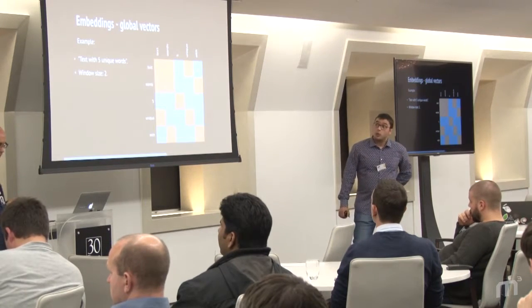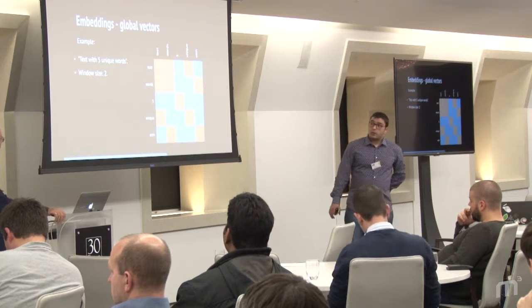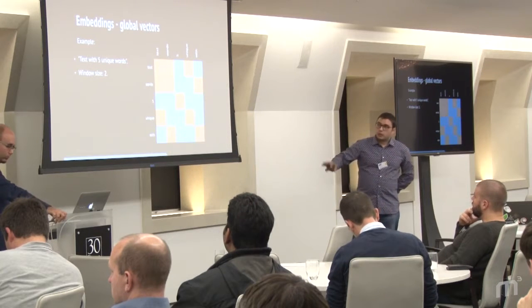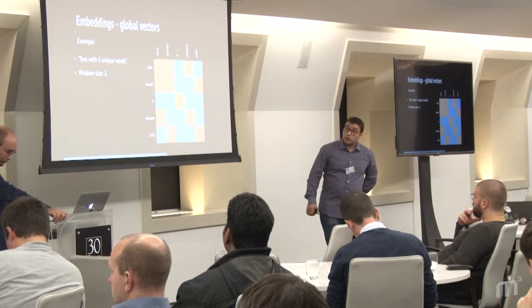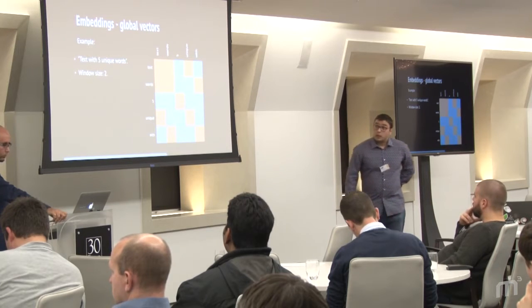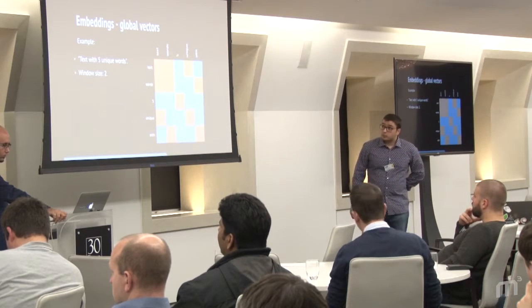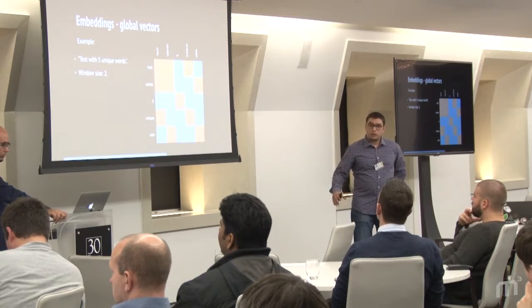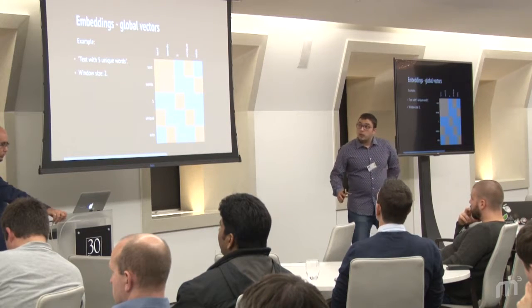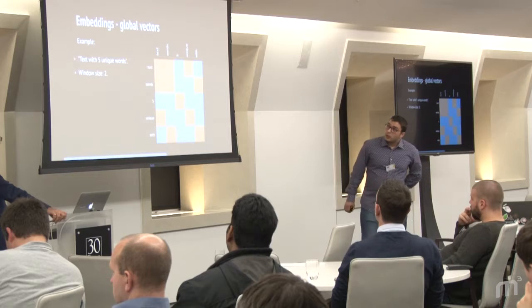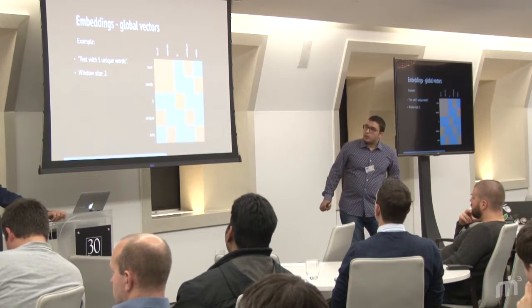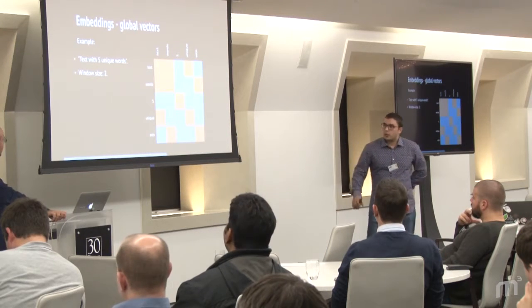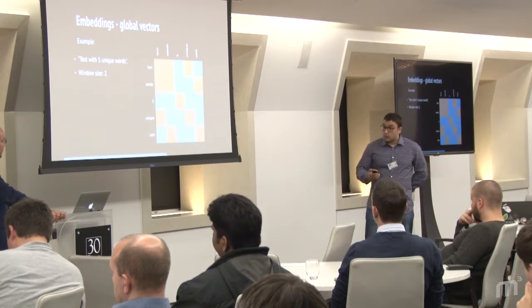Here is an example of how it works. We have a sentence with 5 unique words and a window size equal to 2, and we build a co-occurrence matrix. The rows are target words, the columns are context. Blue squares are zeros, and orange squares are non-zero values.